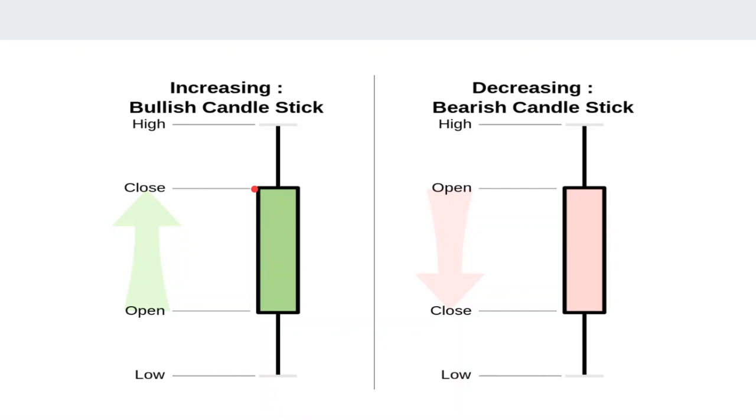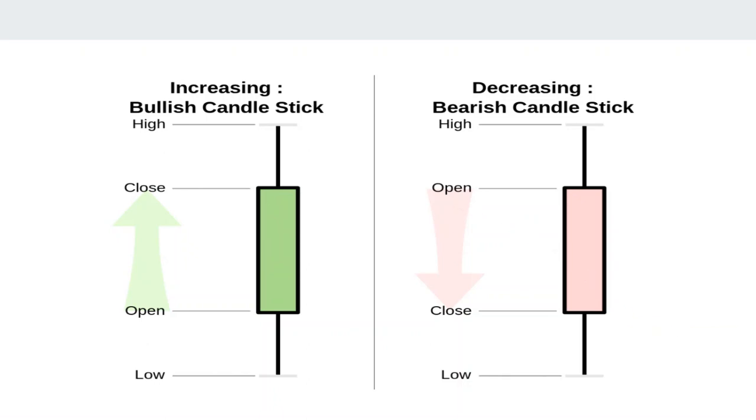As for the red candles, a red real body shows that the close was lower than the open. This is the close and this is the open. The bottom of the red real body is the session's close and the top of the red real body is the session's open. The session can be any time frames from a minute to a month.